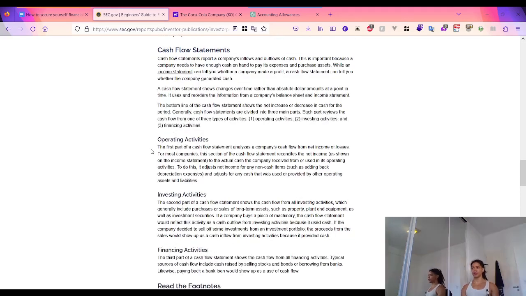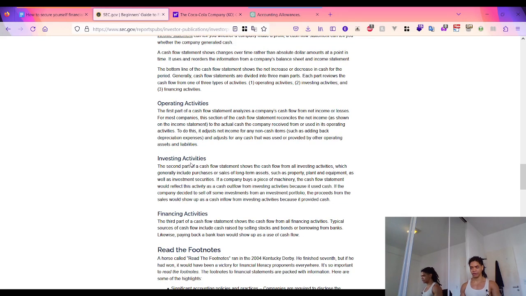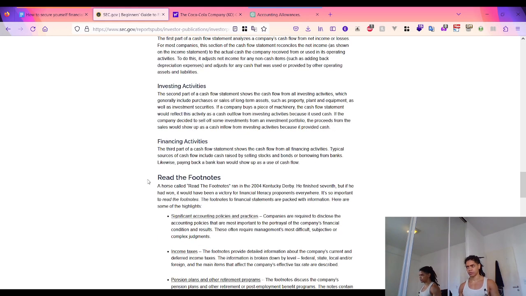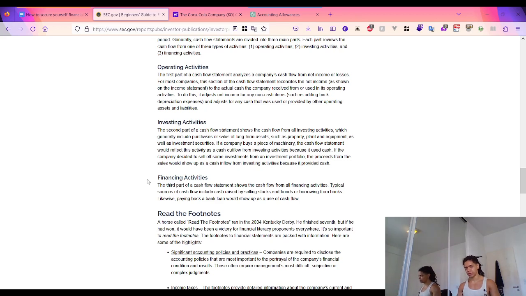Okay, and then I look at the investing activities. This is the first part of the cash flow statement, of operating activities. Then you have investing activities.